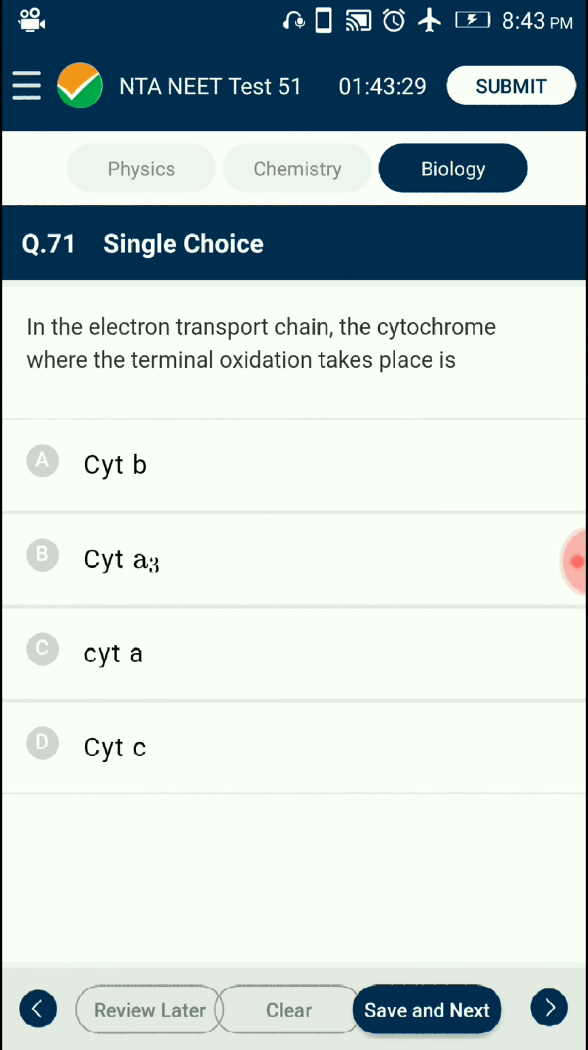The last complex, complex 4, has the pigment cytochrome a and a3, where cytochrome a3 is the last cytochrome in the electron transport system. So the answer is option B, cytochrome a3.